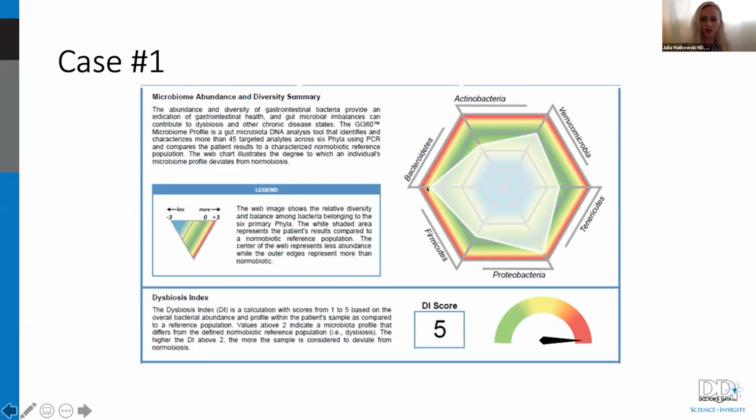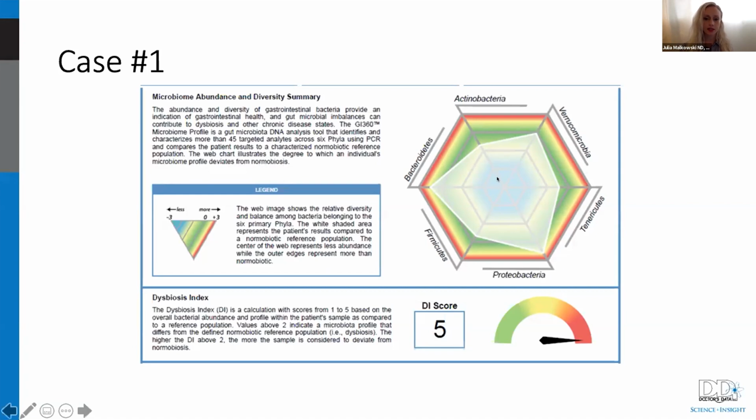So we see here for this patient, Bacteroidetes is a little bit higher, Actinobacteria is a little lower, Verrucomicrobia is actually perfect right here. Tenericutes is a little bit lower, and Proteobacteria a little higher here, and the Firmicutes is a little bit lower. So with regards to diversity, we can see there are some issues here. And with regards to abundance, we can see generally that white surface area there is pretty comparable to what we'd expect with that perfect hexagonal shape here. So abundance is looking okay, but diversity is definitely looking dysbiotic. And we'll go to the next step and get more information about that.